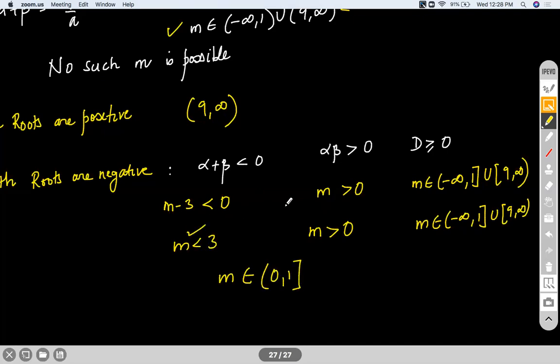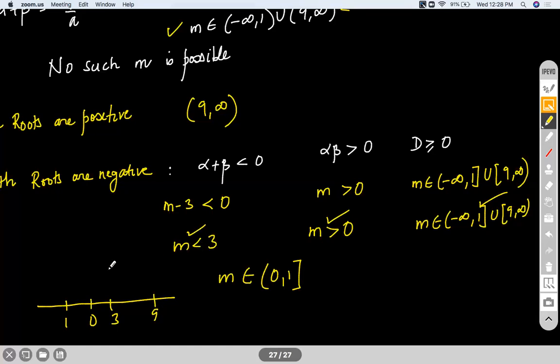Less than 3 is also satisfied. Greater than 0 is also satisfied. And this condition is also satisfied. You can make a number line to find the overlap. See, if you make a number line, 1 is here, 3 is here, 0 is here, 9 is here.